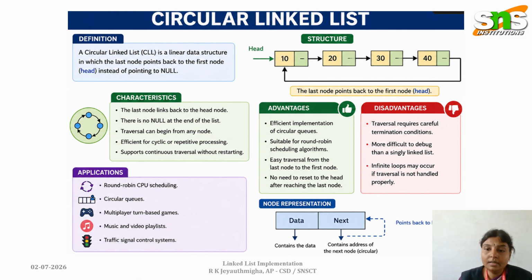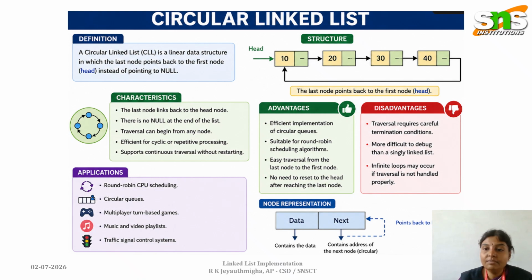So let's look at the applications. In round-robin CPU scheduling, the round-robin algorithm uses the circular linked list data structure to store the values so that processes are scheduled on a round basis. And then the circular queues. And we have multiplayer turn-based games. In those game applications, the multiplayer turn is a circular linked list so that after one player has used their turn, the other gets the chance.